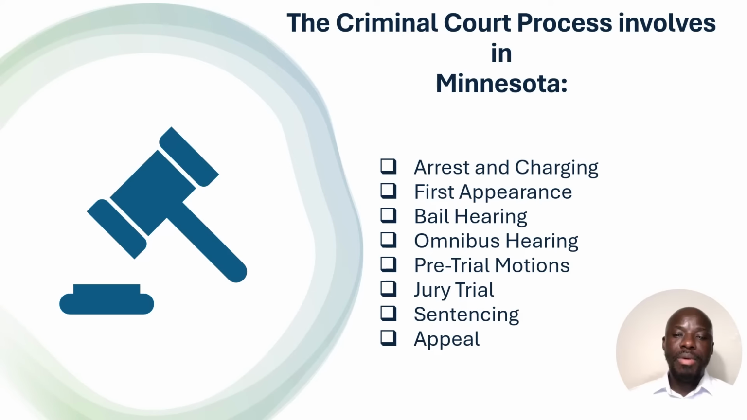One, we have arrest and charging. Two, we have first appearance. Three, we have bail hearing. Four, we have omnibus hearing. Five, we have pre-trial motions. Six, we have jury trial. Seven, we have sentencing. And eight, appeal.